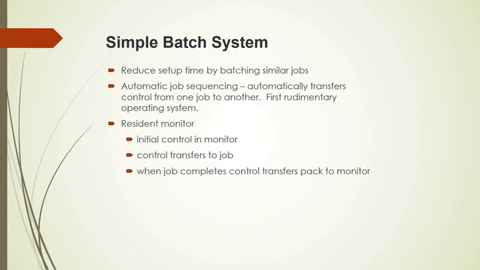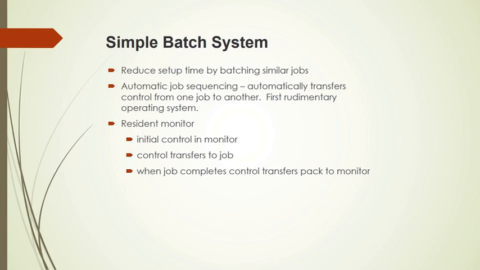Then a special program. So here comes the concept of resident monitor. So the special program, which is also called the resident monitor, manages the execution of each program in the batch. So the control is transferred from one program to another program automatically by the resident monitor. So this is how batch system works. The main feature of batch system is the resident monitor, which transfers the control from one job to another.